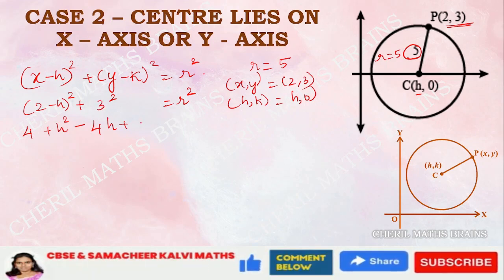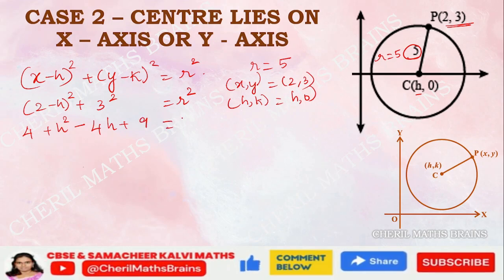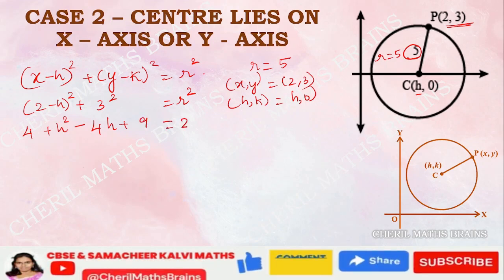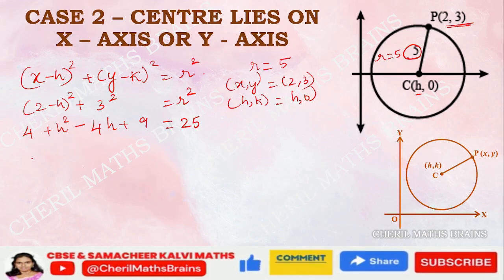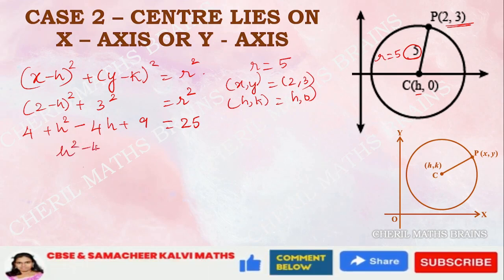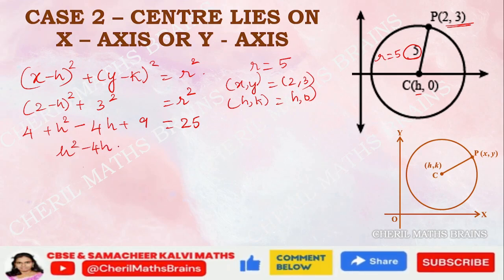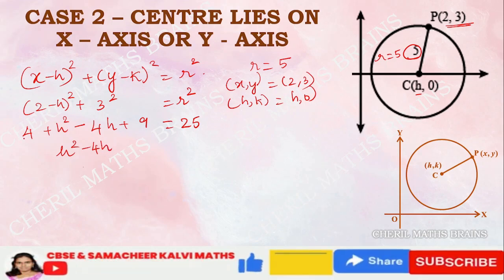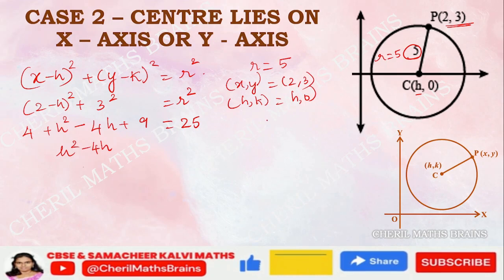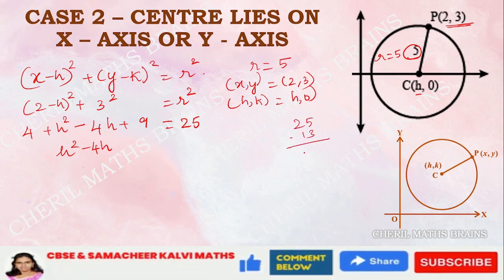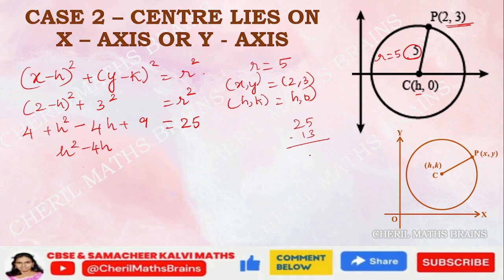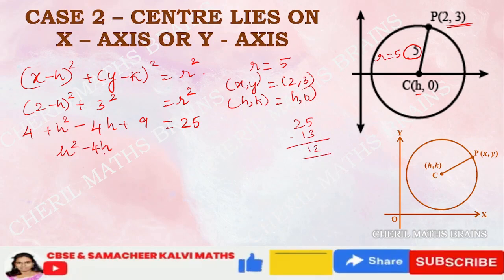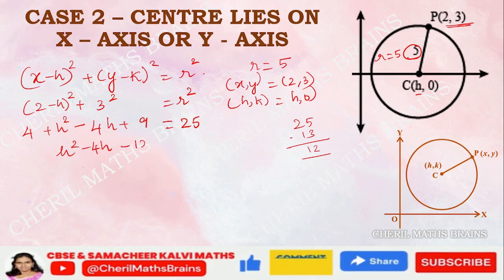So instead of 3 square you have 9, equal to, instead of 5 square you have 25. Okay, so you are going to get h square minus 4h. You have 9 plus 4 will be 13, so you have 25 here. When you do 25 minus 13, you will have 12. So when it comes to this side, it will be minus 12 equal to 0.